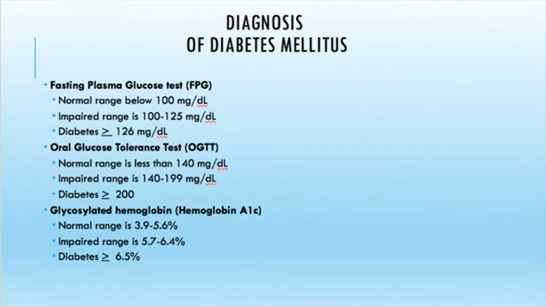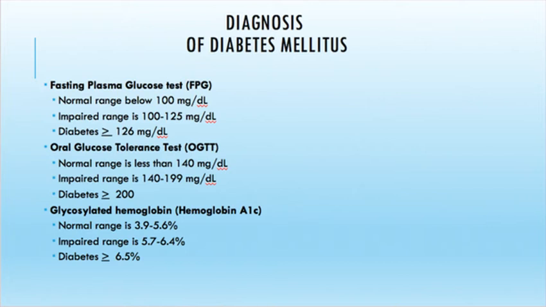Basically, they give you this overly sweet drink, right? It's got the 75 grams of glucose. I had an orange one and it tasted like flat Sunkist, right? So you drink this and then they check the blood about 2 hours after consuming it.